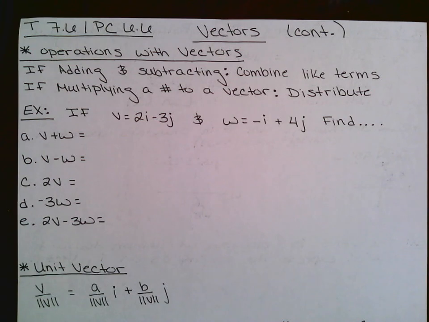If I am multiplying a number to a vector, it's like if I were to say 2 times a function, you're just going to distribute that 2 to both the i and the j. Okay, very simple. I'd even suggest you try them without me. Pause the video and then check back in, okay?